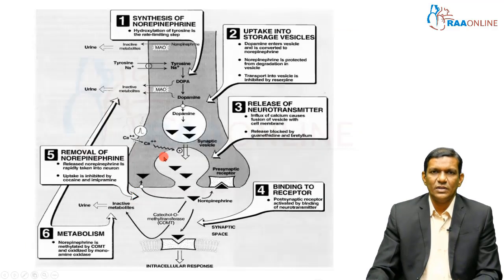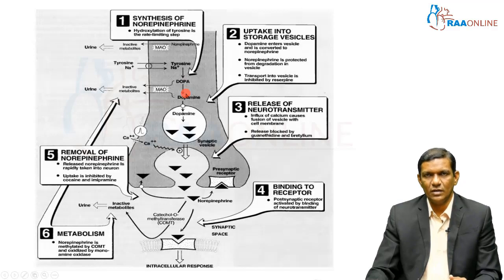As I told you, in the slide, this is the presynaptic nerve terminal, a sympathetic nerve ending where norepinephrine is the neurotransmitter. The most common neurotransmitter present in the sympathetic nerve ending is norepinephrine, except in the adrenal medulla, where adrenaline is the neurotransmitter released. That is the main difference.